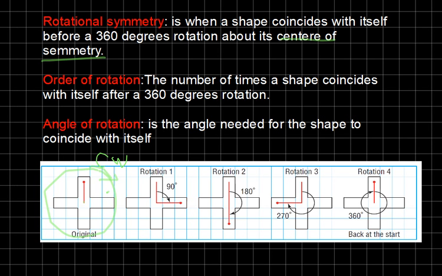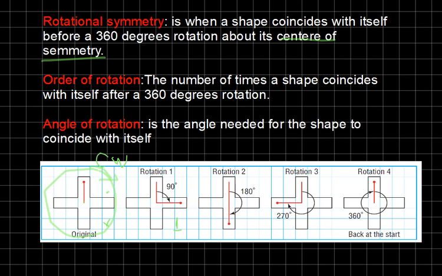Another term that we're going to be talking about is the order of rotation. The order of rotation is the number of times a shape coincides with itself after a 360 degrees rotation. So if you're looking at this original shape, if we rotated it 90 degrees clockwise, we're going to end up with the same shape. It looks identical to itself originally. We rotate it another 90 degrees, or 180 degrees from the beginning, and we end up with the same shape again.